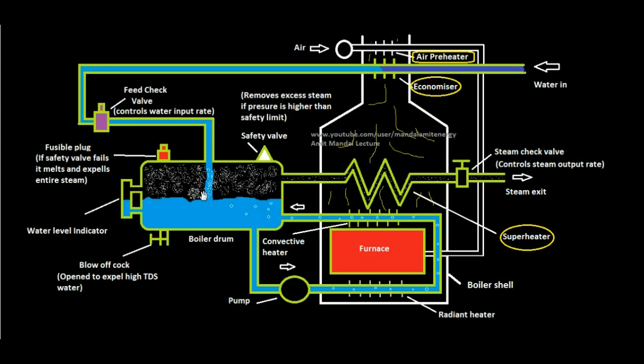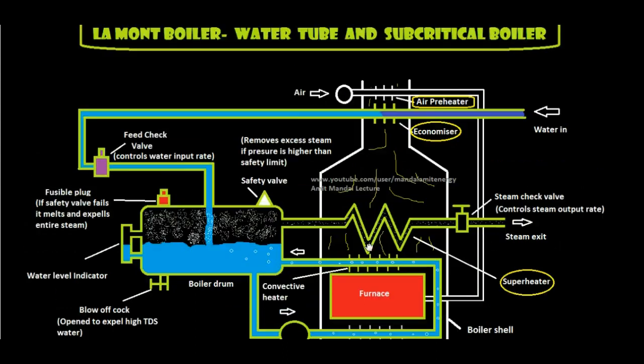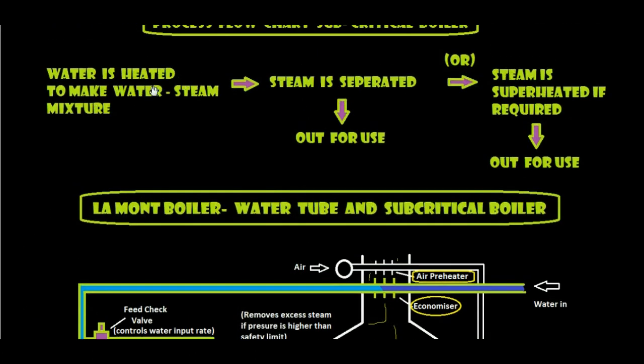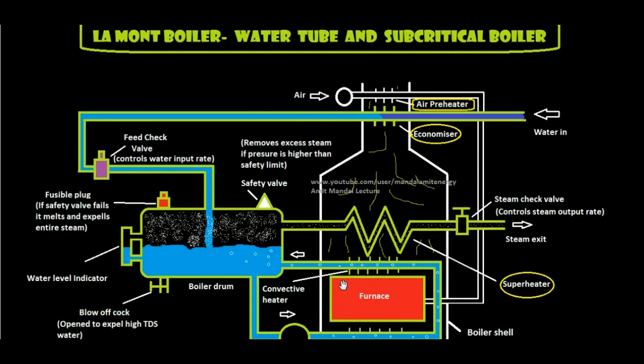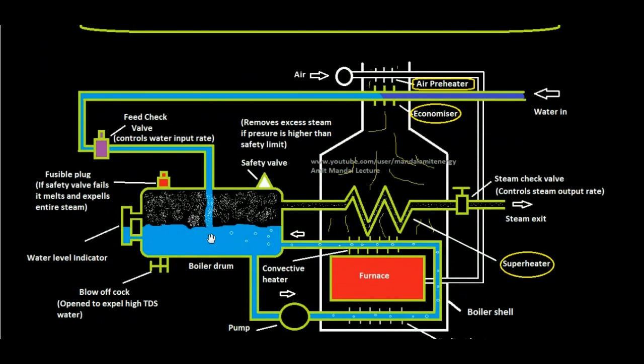That's it. The La Mont boiler is used for creating superheated steam, so that steam is further passing through a superheater. You can see from the furnace the flue gases are rising. So the first job is development of this steam and water mixture. Steam is separated inside this boiler drum, and it rises up.